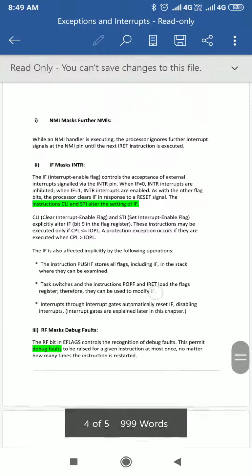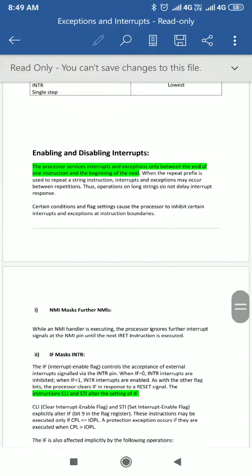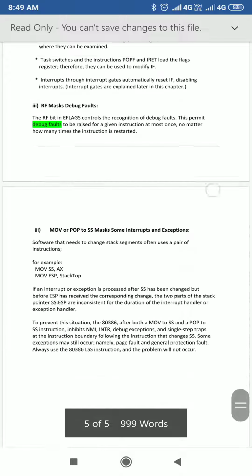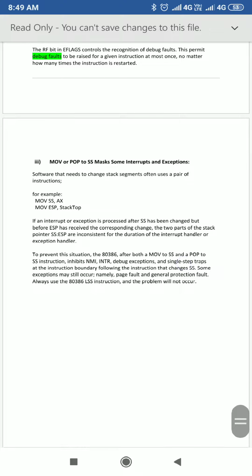This is how we can enable or disable the interrupts. These are the conditions for that. Thank you.